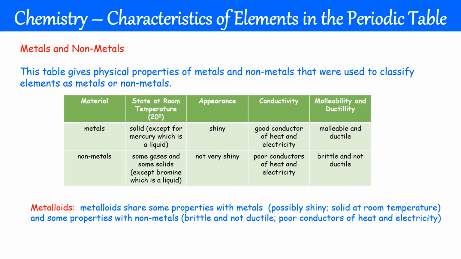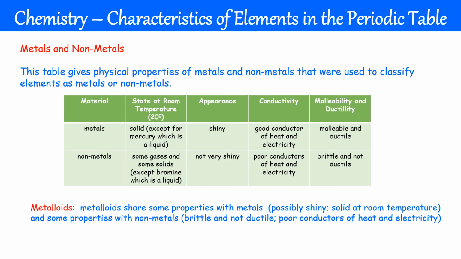So what are some properties of metals and nonmetals? How would we know the difference? Or how did they determine how to classify them? Well, if we're looking at metals, normally they're solid at room temperature, except for mercury, which is a liquid. Their appearance is shiny. They are good conductors of heat and electricity, and they are malleable and ductile, which we'll talk about in a little bit.